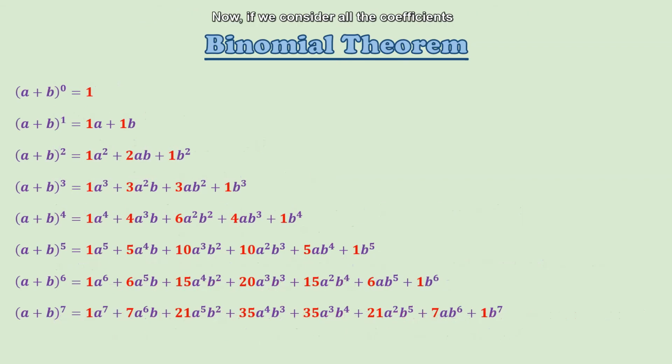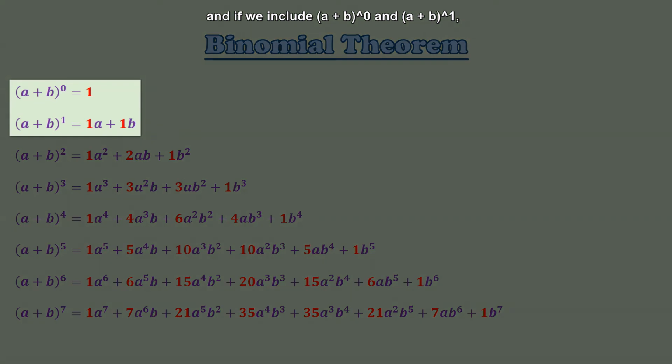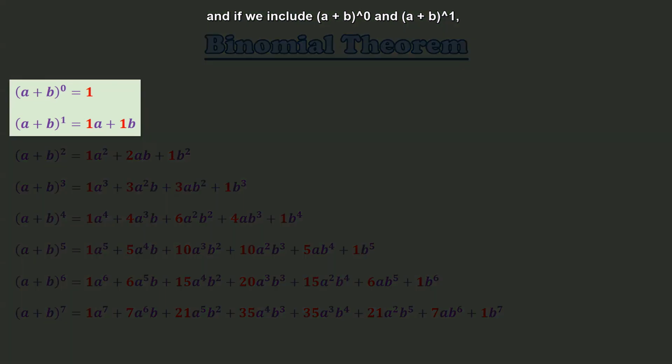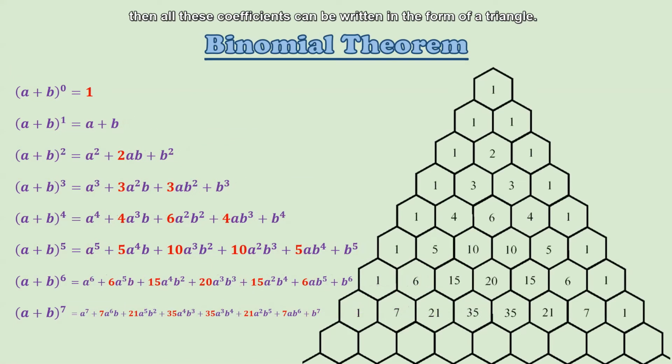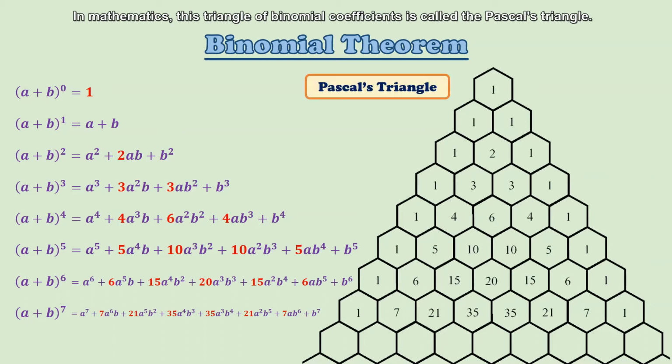Now if we consider all the coefficients that we obtained by expanding (a+b)^n in descending powers of a, and if we include (a+b)^0 and (a+b)^1, then all these coefficients can be written in the form of a triangle. In mathematics, this triangle of binomial coefficients is called the Pascal's triangle.